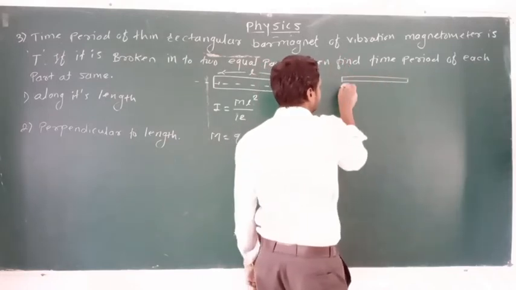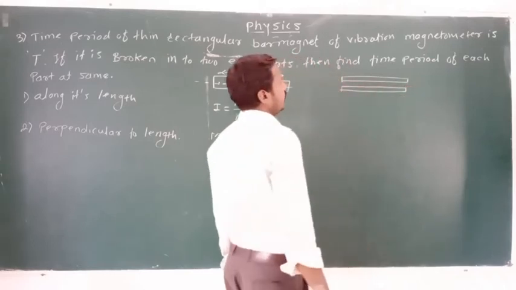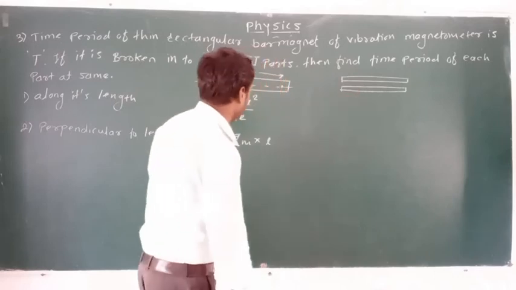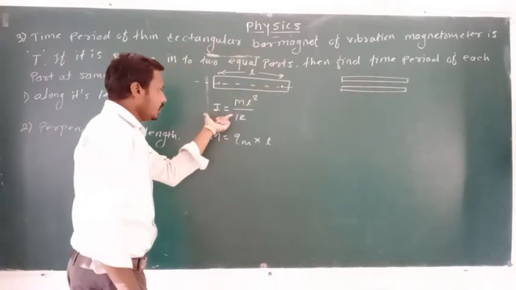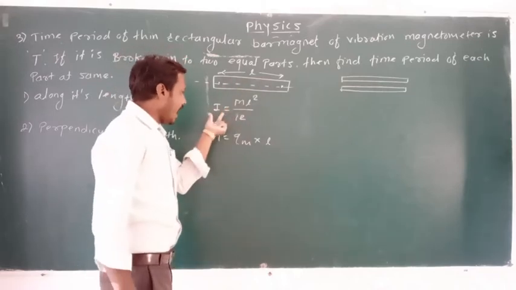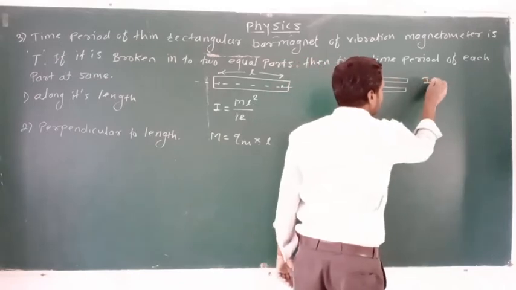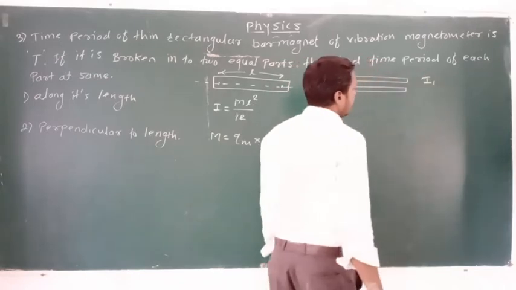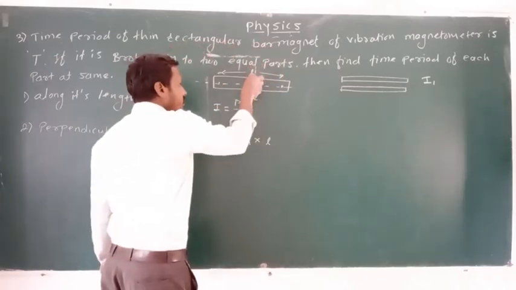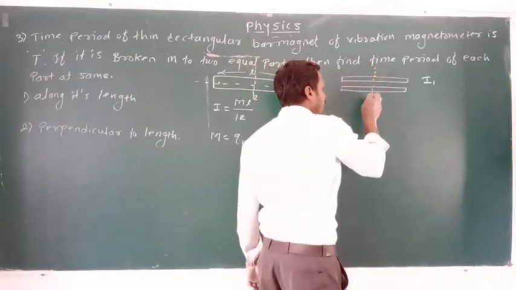This is the first part and this is the second part. Okay, this is the first part and this is the second part. Now, the moment of inertia of the whole magnet is I, and the moment of inertia of each part is I1. The axis of vibration is the perpendicular axis.